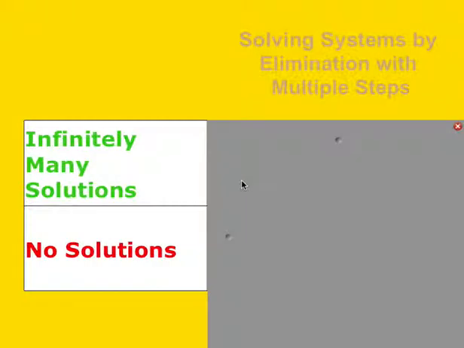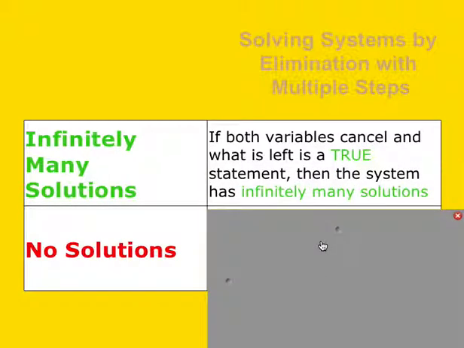And today we're going to talk some more about solving systems by elimination, but today we're going to have a little bit more steps. So we're going to talk about what having infinitely many solutions and having no solutions will look like when we use elimination. So first and foremost, if both the variables cancel out and what is left is a true statement, then there's infinitely many solutions.